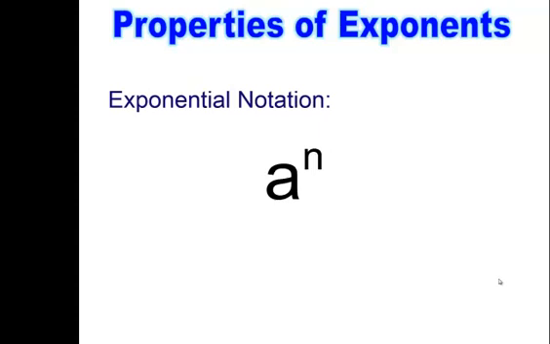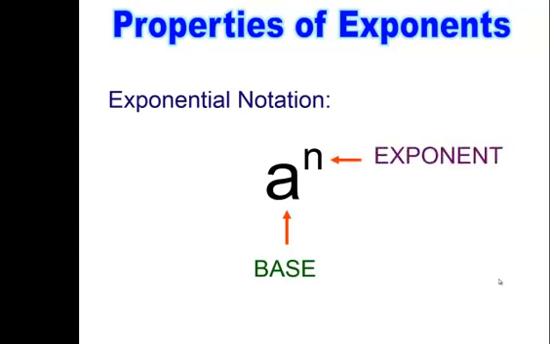Properties of exponents. As a review, an exponent is the number that a base is raised to. In this case, the base is a, and the exponent would be n, some number. When we have exponents, that means that whatever that base is, it's going to be multiplied by itself the number of times that exponent is.